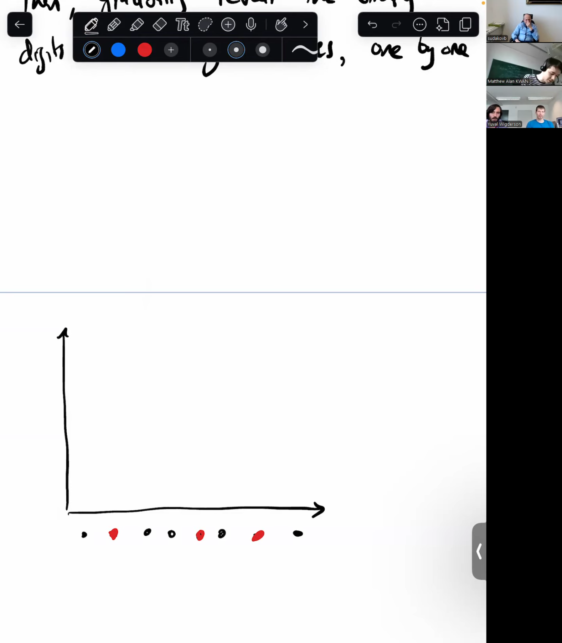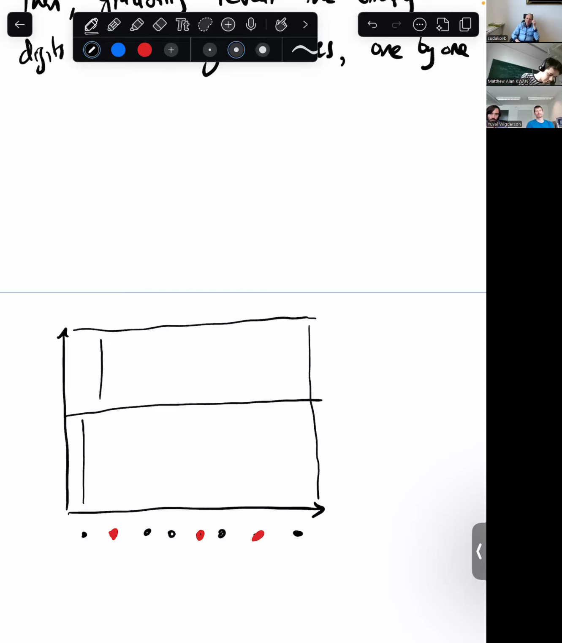So the first digit is like splitting the cube. Sorry, this is the two-dimensional square. I split it in half, and for each point, I'm saying, are you in the top half or the bottom half? So maybe this point lies in here, maybe this point lies in here, maybe this one lies in here, this one lies in here, and this one lies in here, and whatever.